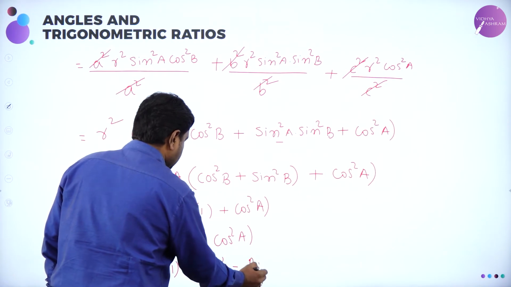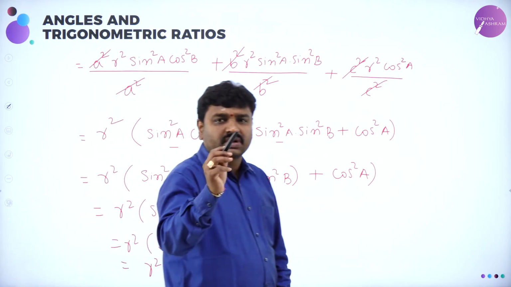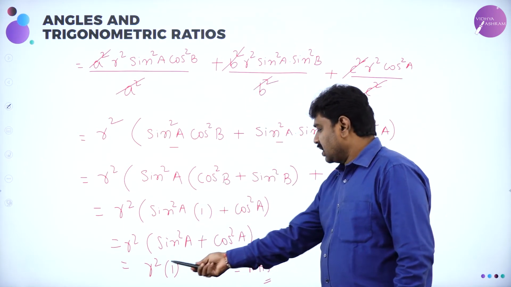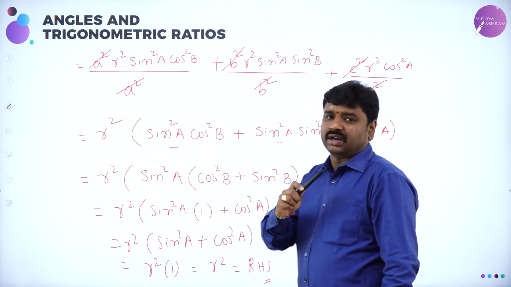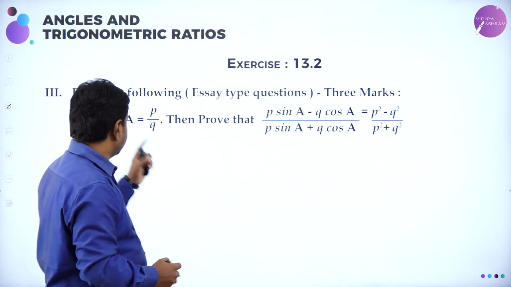This is your RHS. Again you have sin square a plus cos square a. Sin square a plus cos square a is what? 1. R square into 1 is R square. That is your RHS. Further, now we'll go to the next problem, that is the 28th.